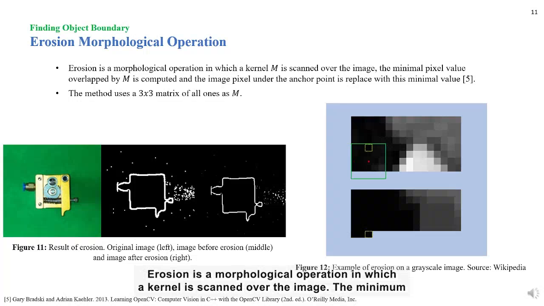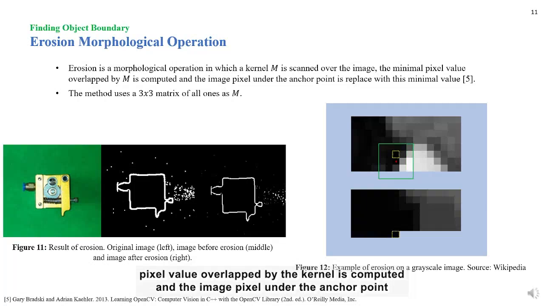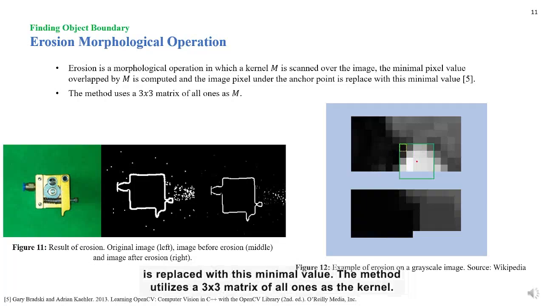Erosion is a morphological operation in which a kernel is scanned over the image. The minimum pixel value overlapped by the kernel is computed, and the image pixel under the anchor point is replaced with this minimal value. The method utilizes a 3x3 matrix of all ones as the kernel.